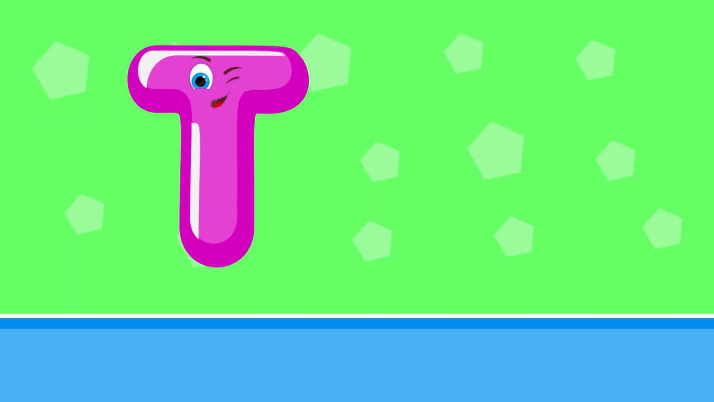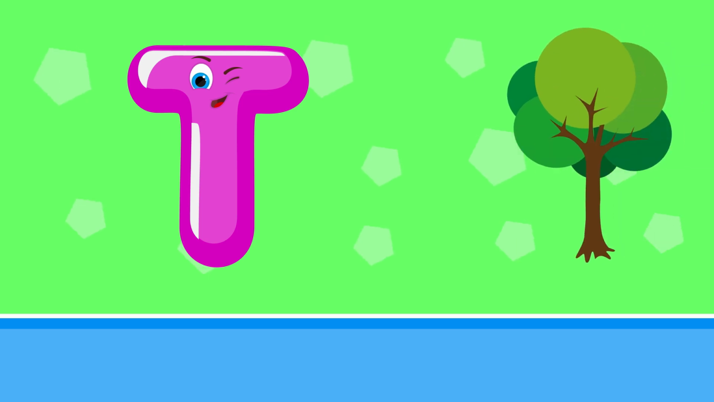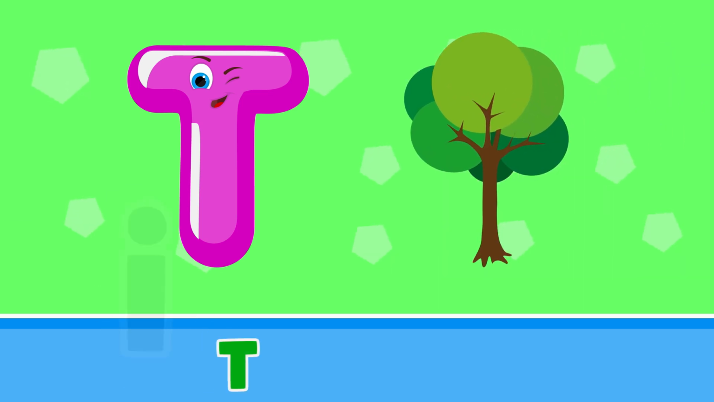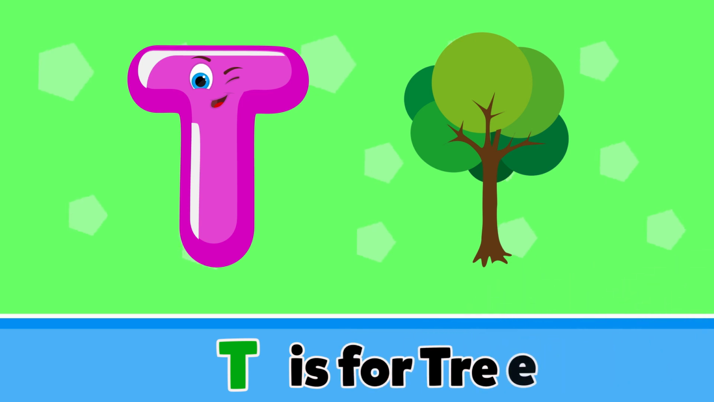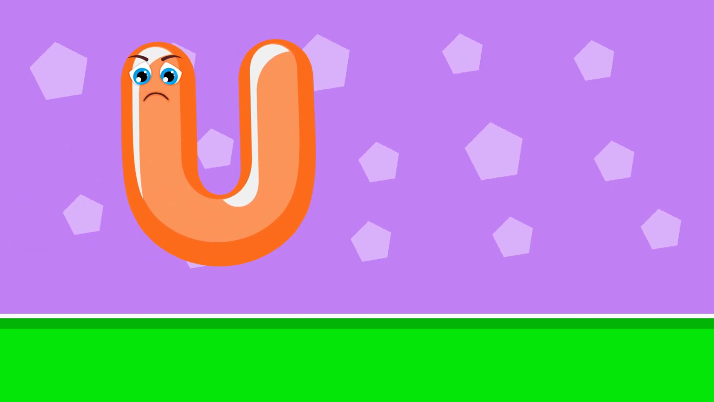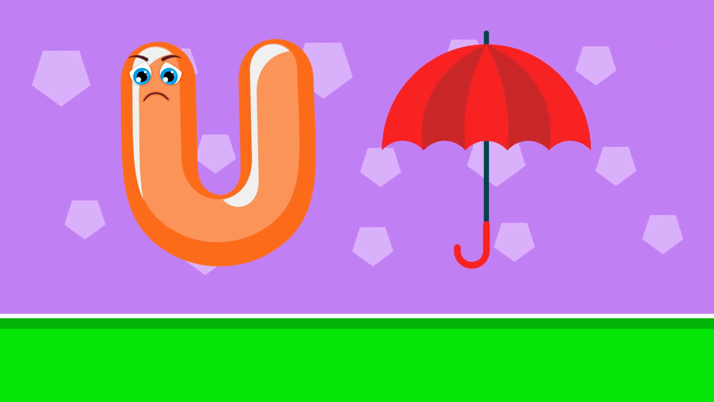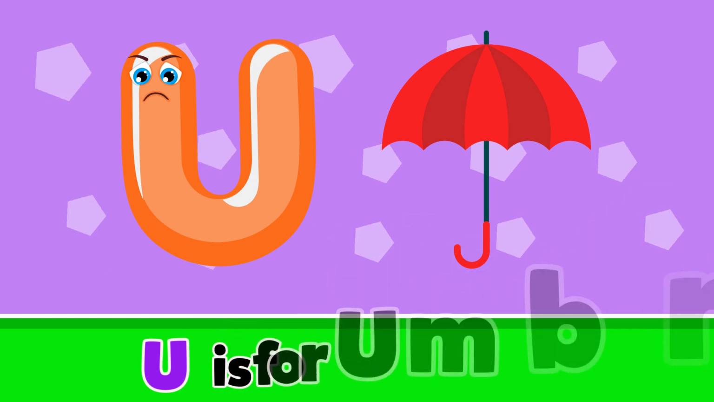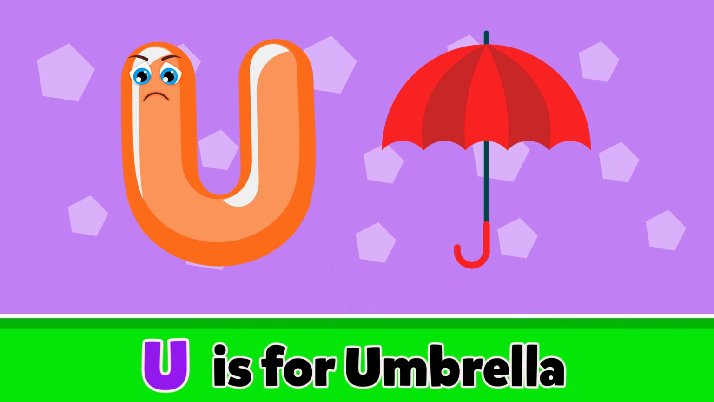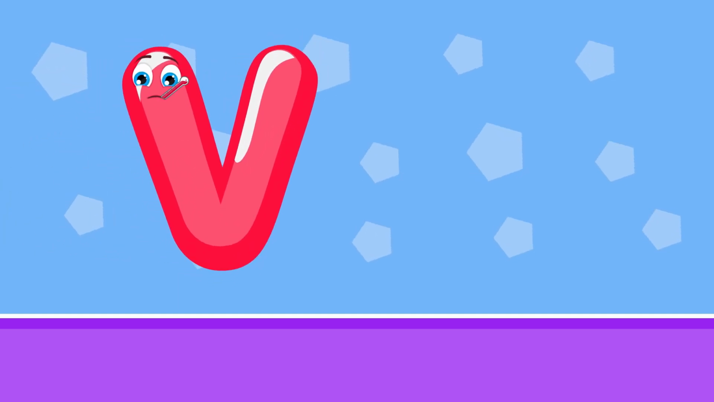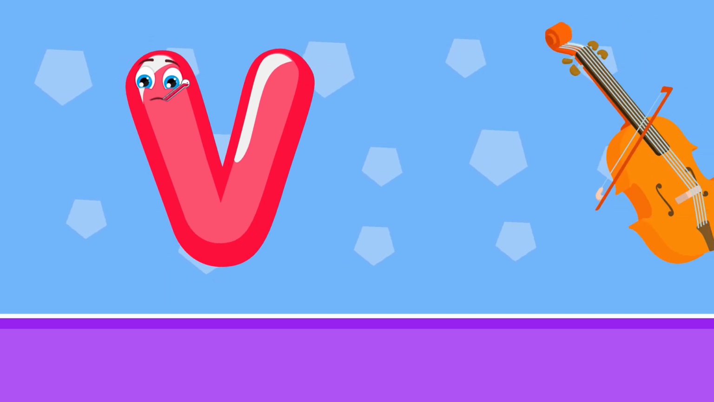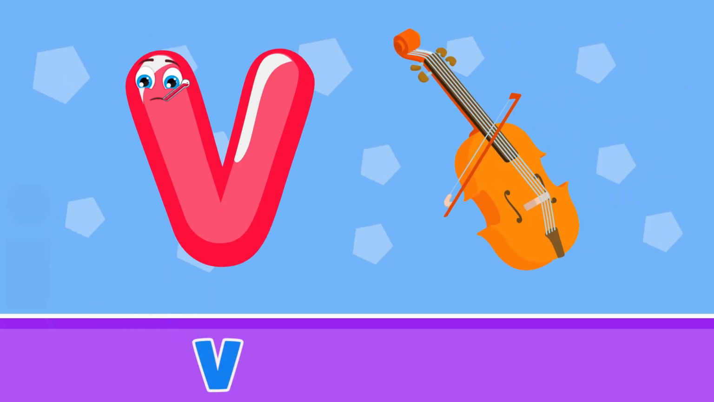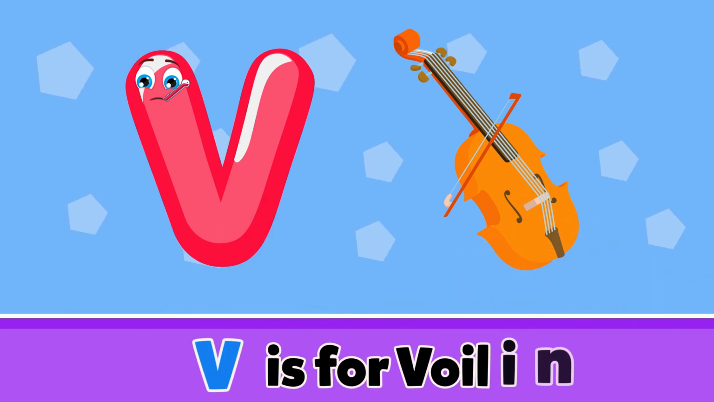Tree. T is for tree. Umbrella. U is for umbrella. Violin. V is for violin.